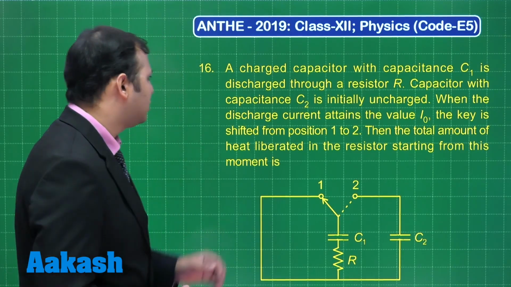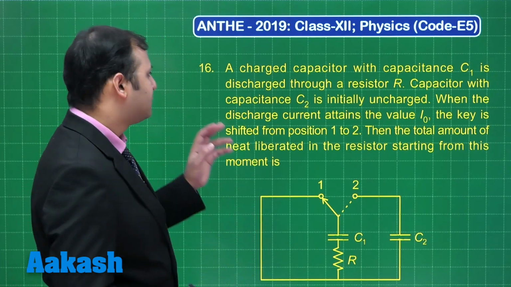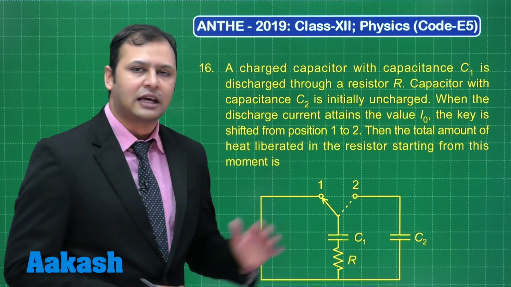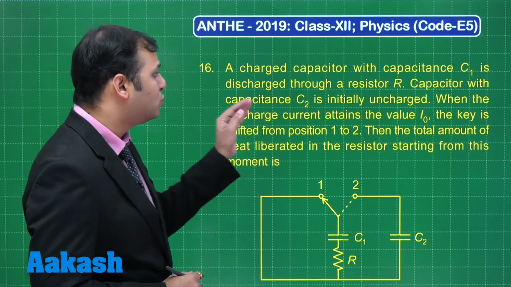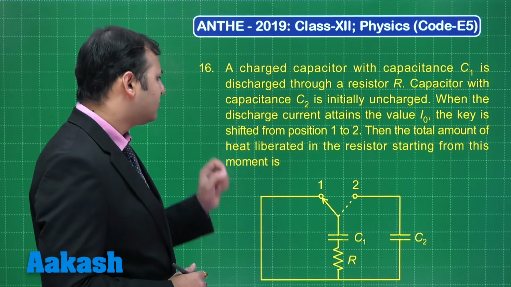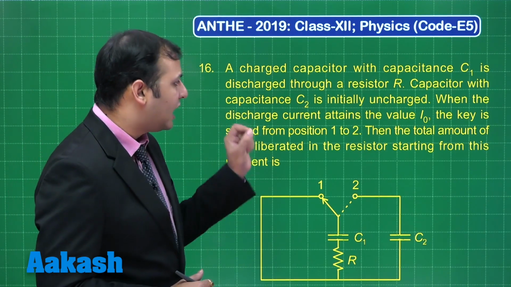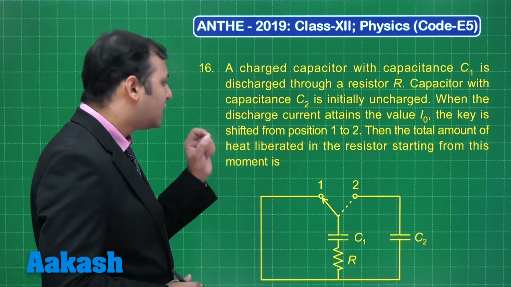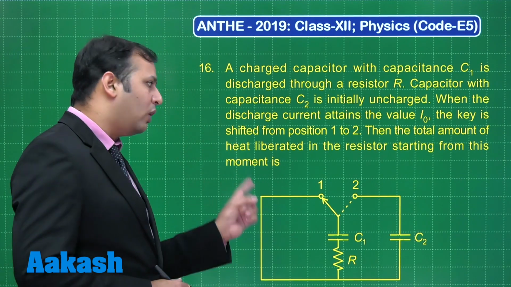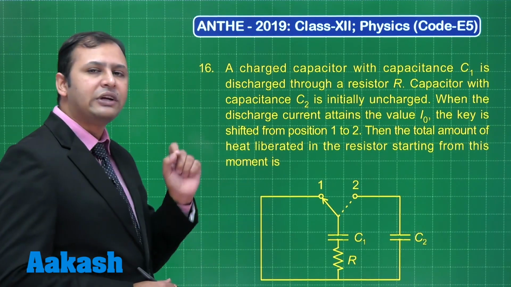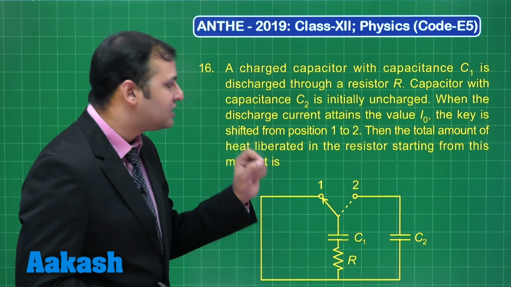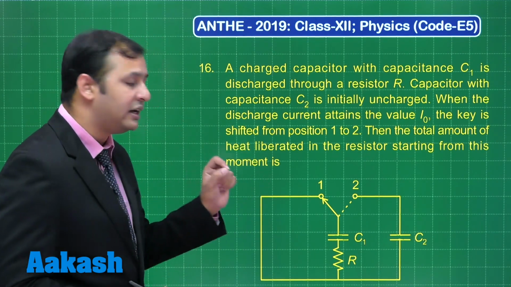Let's take our next question, that is question number 16. As per the question, a charged capacitor with capacitance C1 is discharged through resistor R. Capacitor with capacitance C2 is initially uncharged. When the discharge current attains the value I0, the key is shifted from position 1 to 2. The total amount of heat liberated in the resistor starting from this moment is.